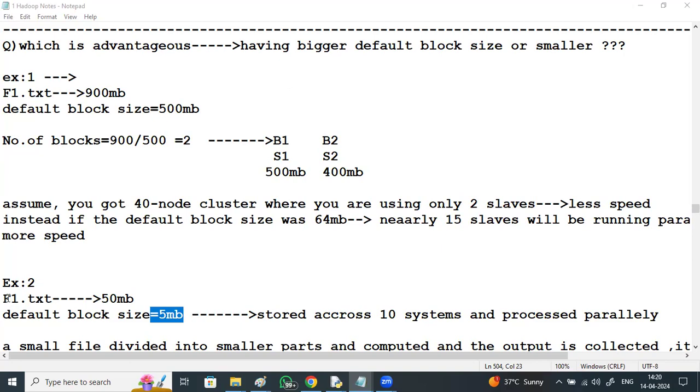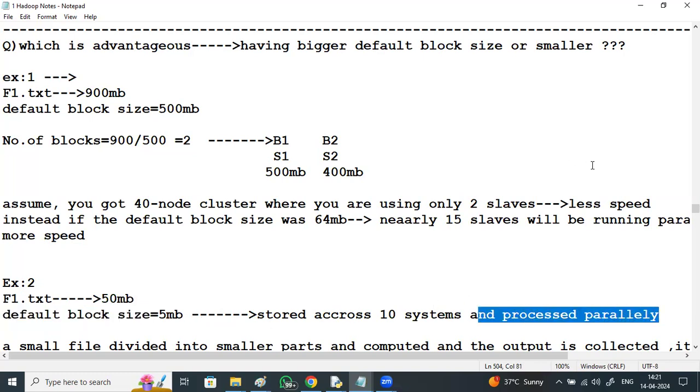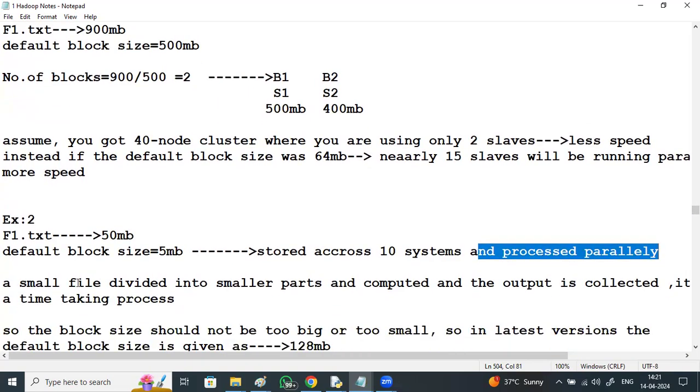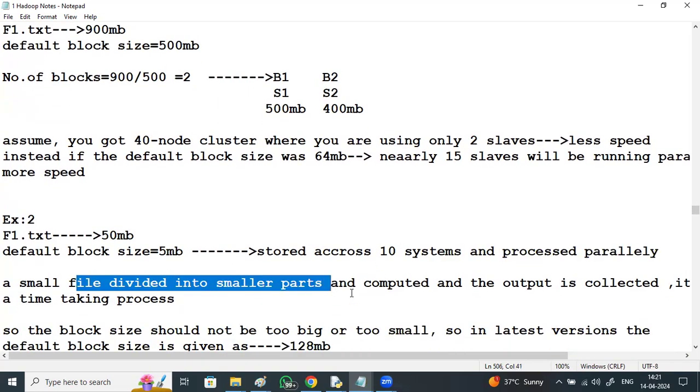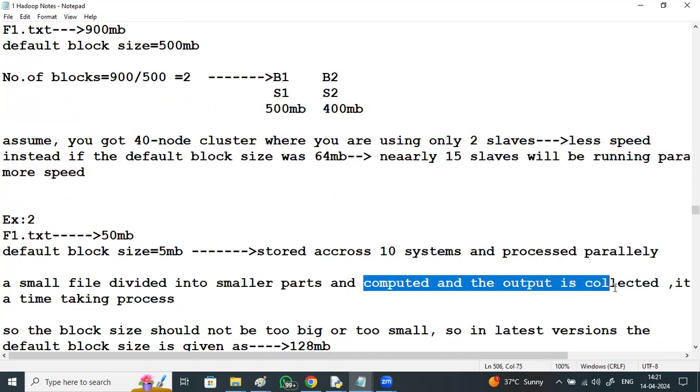Assume here the file size is 50 MB and my default block is 5 MB. But it is stored across 10 systems, right? Means with a 5 MB default block size, this file f1.txt's data is stored across 10 systems, 5 MB, 5 MB, 5 MB in 10 systems and processed parallelly. So it is already a very small file divided into smaller parts, computed, and the output is collected.